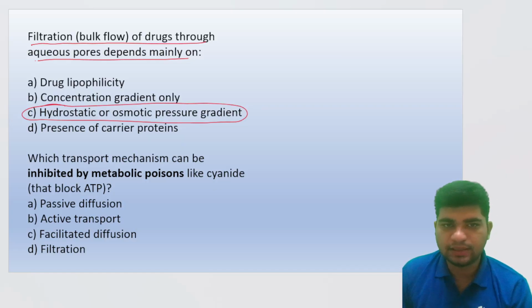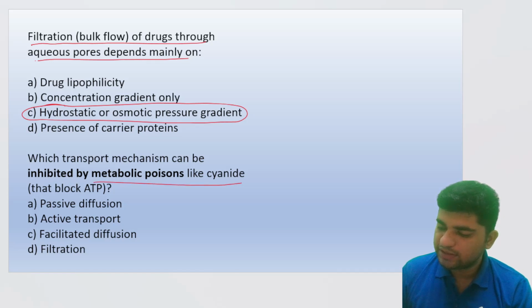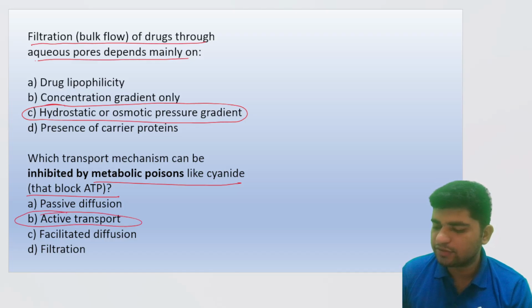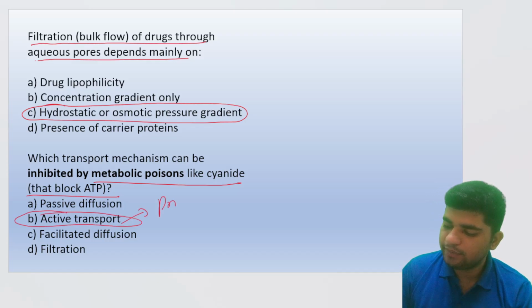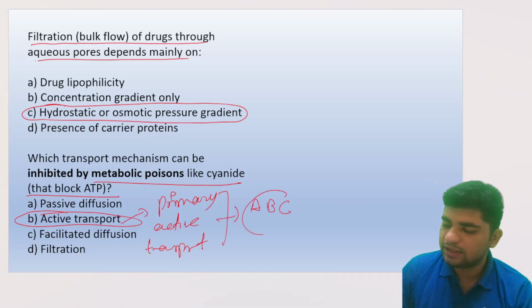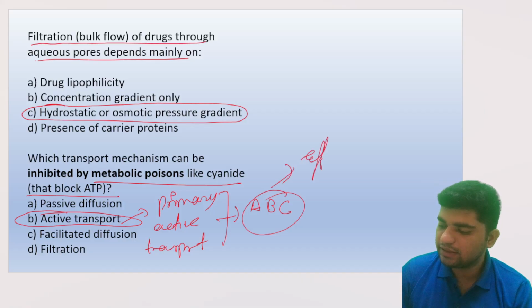All right. Which transport mechanism can be inhibited by metabolic poisons like cyanide that block ATP? It is active transport, particularly primary active transport, which has the ABC, ATP binding cassette, channels, and efflux pumps. What is that? It is the efflux pump.